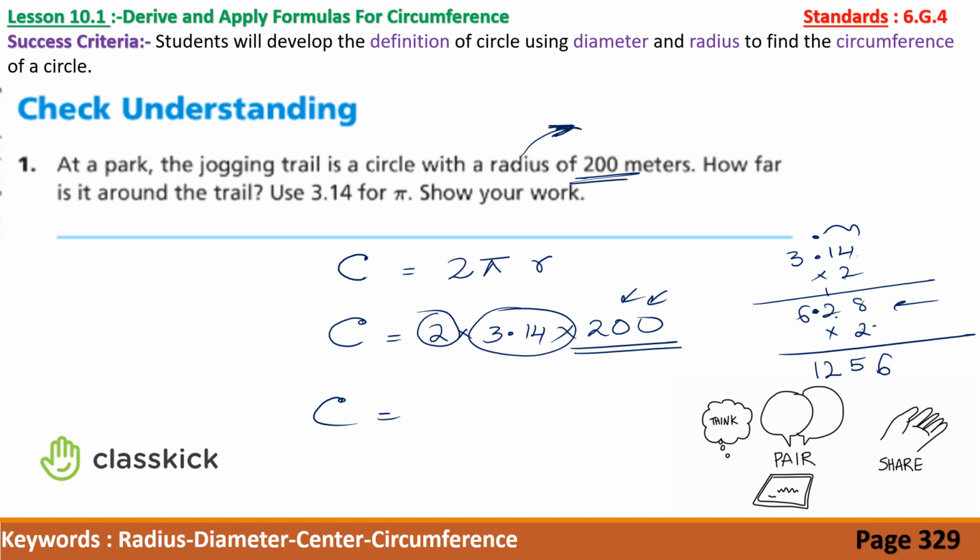Now put the point. After the 2 digits, there is a decimal. Now multiply by these 2 zeros, which means multiply by 100. In order to multiply by 100, move this decimal 2 digits forward. There are 2 zeros, so move the decimal 2 digits forward, 1 and 2. So it becomes 1256 point. In the end, if there is a decimal, ignore it. So the answer is 1256 meters.